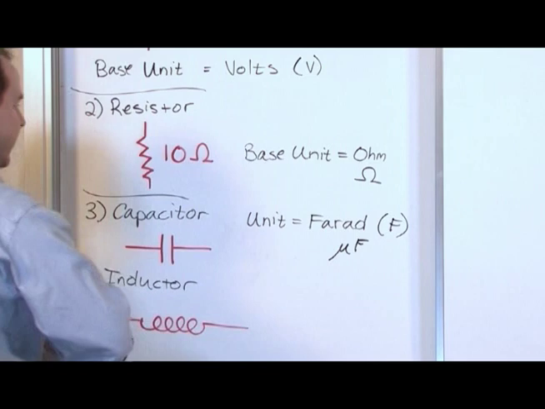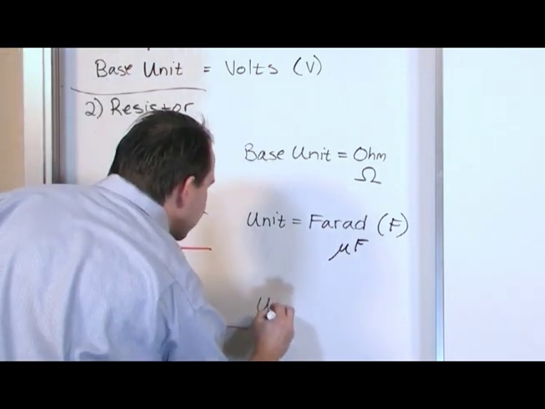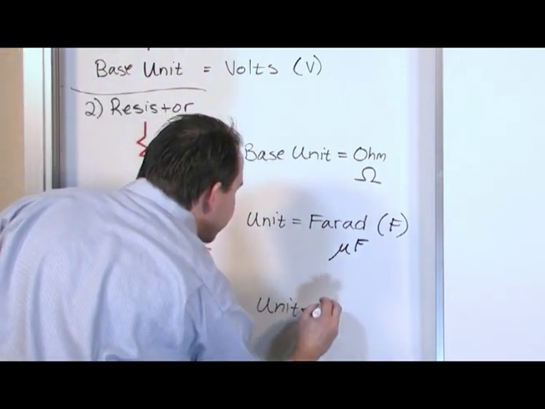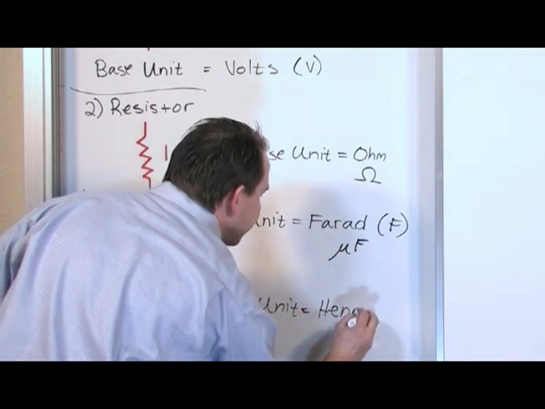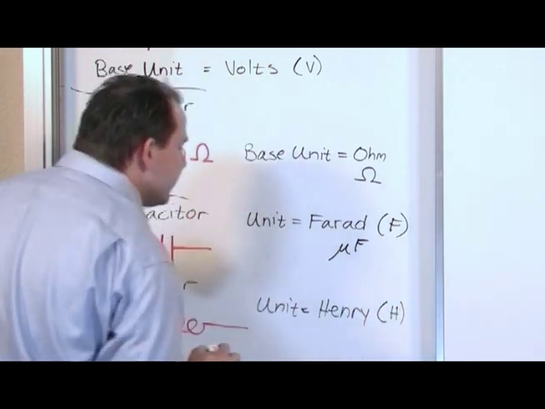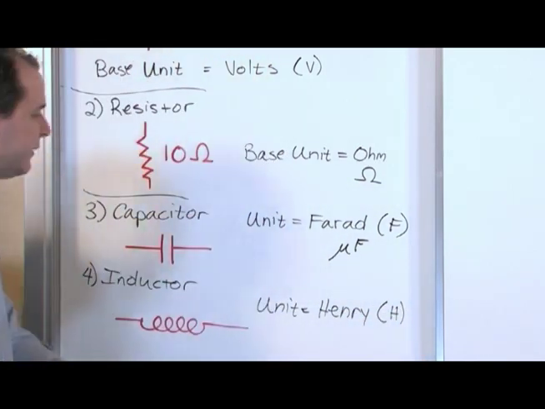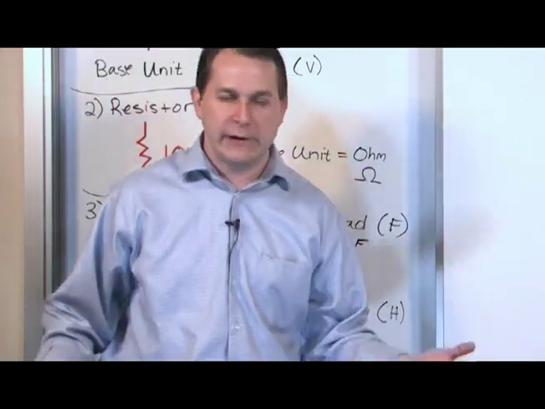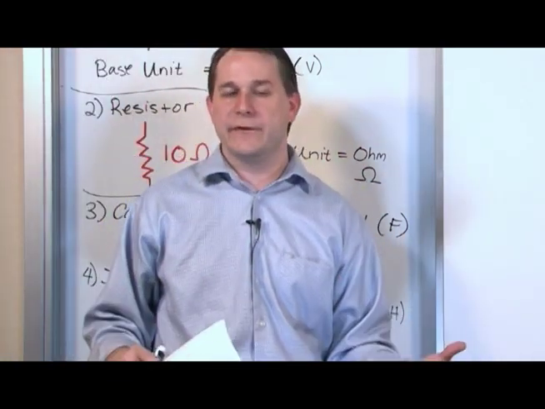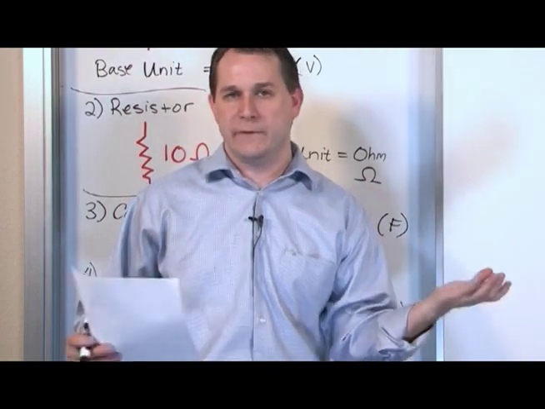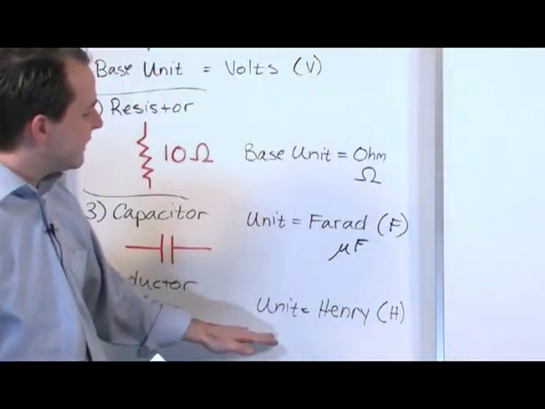And the units of an inductor is the Henry. And you'll see that as H, the Henry. Now, of course, you might have microhenries, you might have millihenries, you might have nanohenries, you might have kilohenries, you might have different modifications to the base unit for metric system. But the base unit is a Henry.